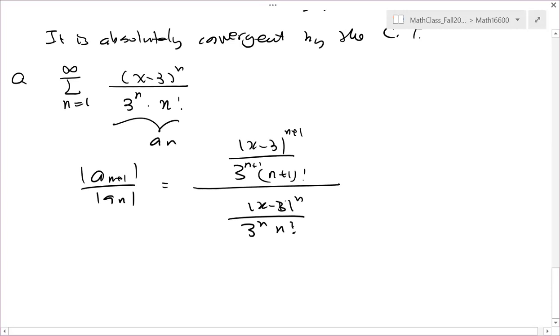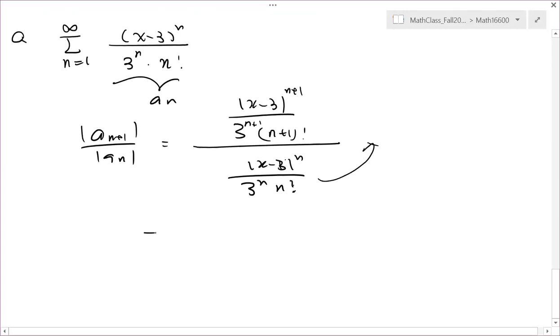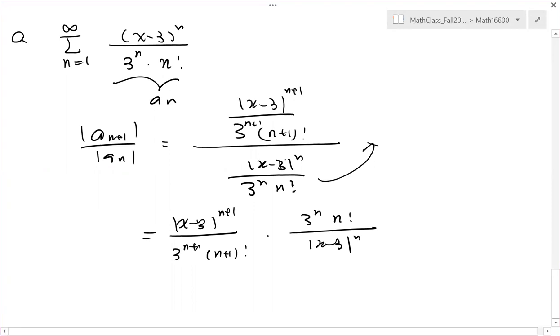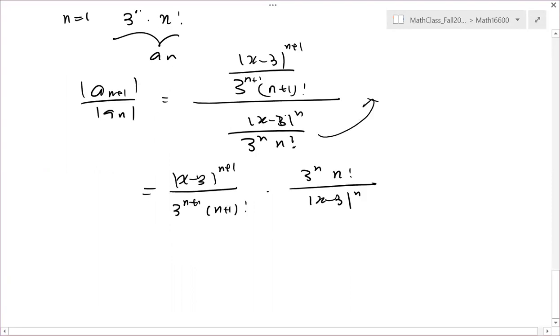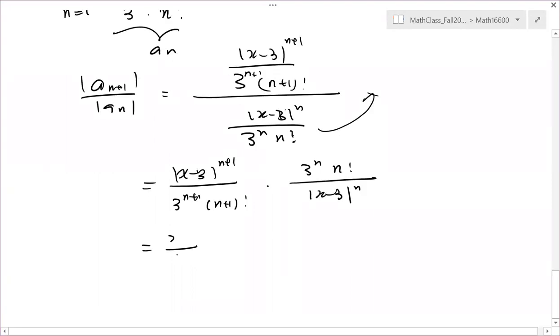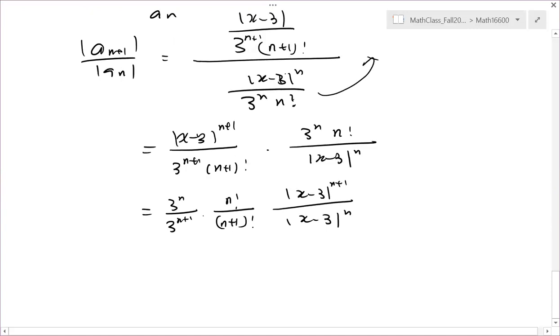All right, the first step, don't skip a step, right? You have to move this to the side. And x minus 3 here is to the n plus 1. You copy all the terms, and this will be turned upside down. Then you group the like terms, 3 with 3, n factorial with n plus 1 factorial. I don't want to skip steps here. Then you simplify. The first term gives you 1/3. If you don't skip those steps, it's easy to check. And n factorial over n plus 1 factorial is 1 over n plus 1. And this will be just x minus 3.